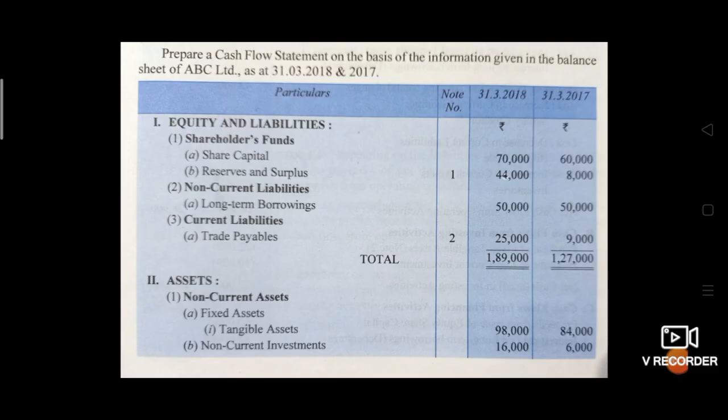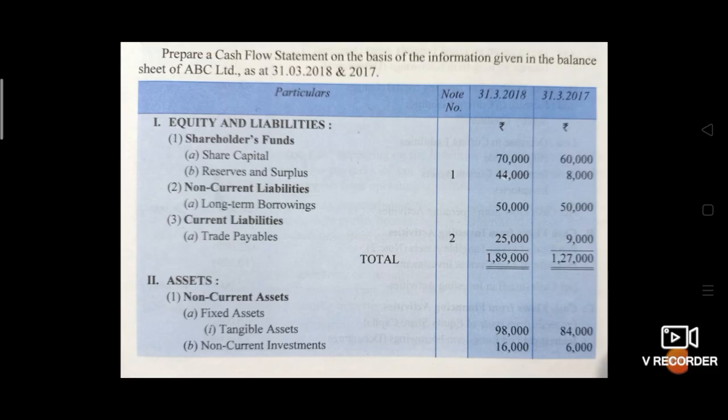Reserve and surplus 44,000 and 8,000. There is note given, so we will discuss this item when we read the note. Long term borrowings, there is no change in long term borrowings. Current liabilities, there is increase in trade payables. Note is given, means there will be sundry creditors and bills payable.